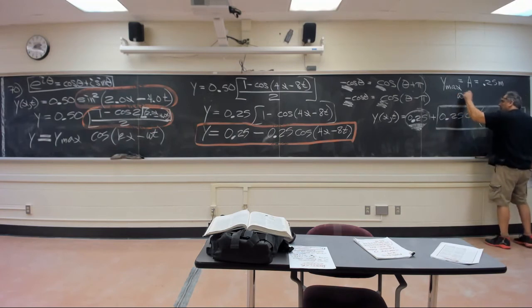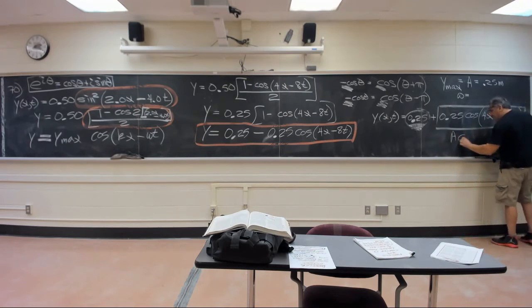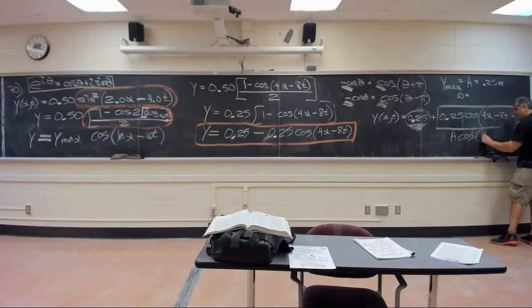Omega, wow, omega's a big deal. That's k. This is how it looks. It's a cosine: kx minus omega t plus pi. That ain't a big deal. That ain't entering into it. Here's where it goes. That's omega right here. Omega is 8 radians per second.